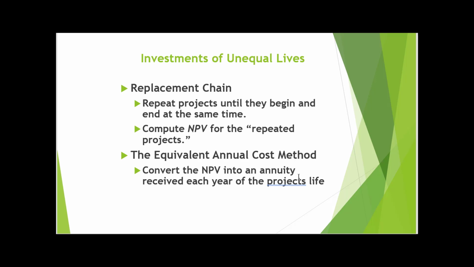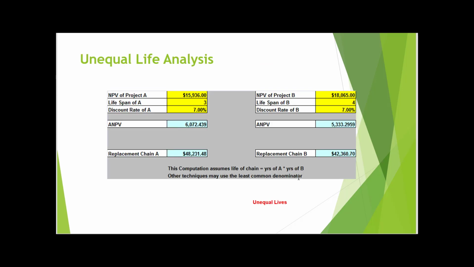Another way to do this is something called the equivalent annual cost method. So now what we're going to do is take the net present value and convert that into an annuity that's received each year. Both of these have issues, right? But both of these are methods to help us equalize the time frames of these particular projects. So here we have the two projects, A and B. You see the annualized net present value for A is 6,000, for B it's 5,000, 5,300.